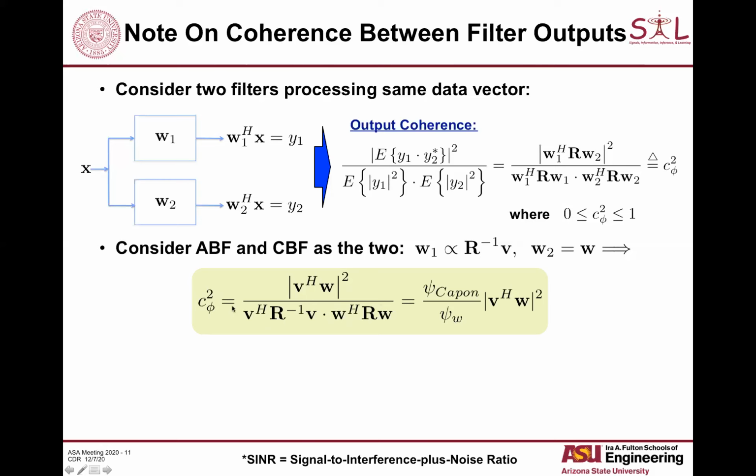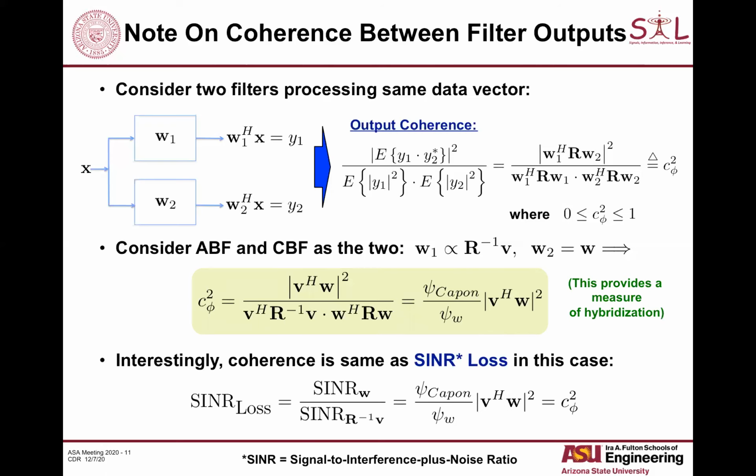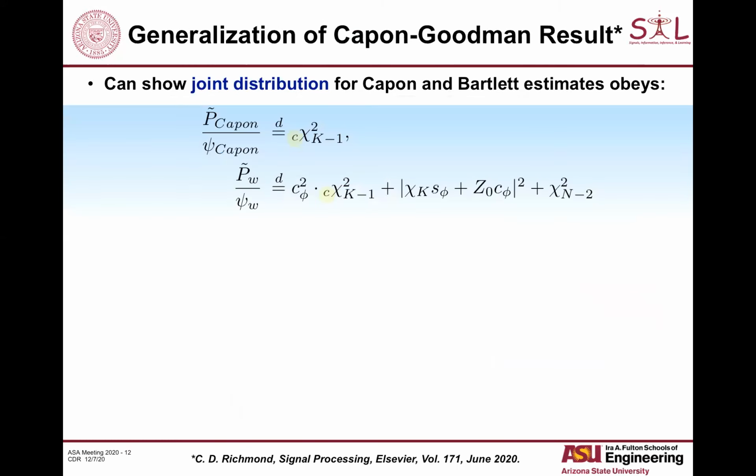And this is interesting because this C phi squared, this geometric cosine, actually gives us what we can think about as a measure of the extent of hybridization between a conventional filter and the adapted filter. And interestingly enough, if I were to compute the SINR loss between a filter that maximizes the output SINR and some other arbitrary filter, which means I get a number that's between 0 and 1, it turns out that this is exactly the same as C phi squared. They're one and the same. And so with that definition, let me show you what the joint distribution is.